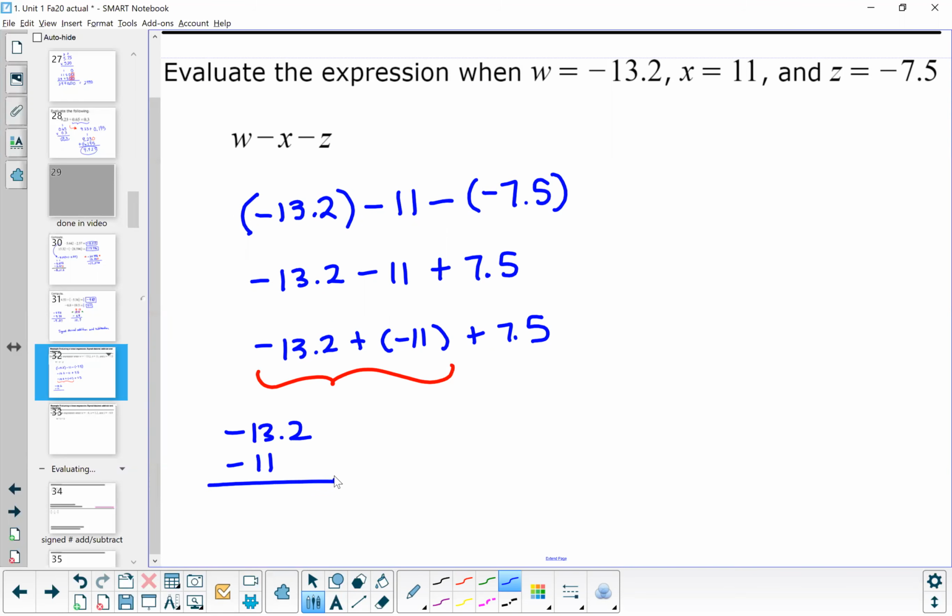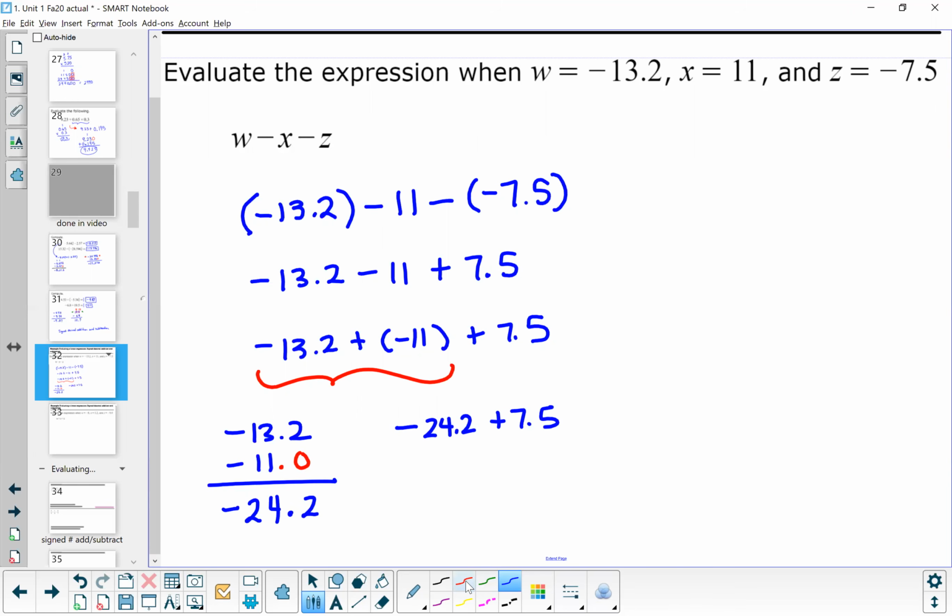So when I add them, if you want to put a placeholder here, you can, if that's convenient for you. 2 plus the 0 is 2. Bring down the decimal point. 3 plus 1 is 4. 1 plus 1 is 2. Same sign, you're adding, you get negative. So we're left with negative 24.2 plus the 7.5.